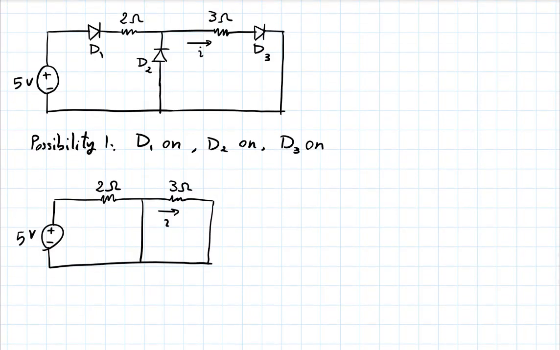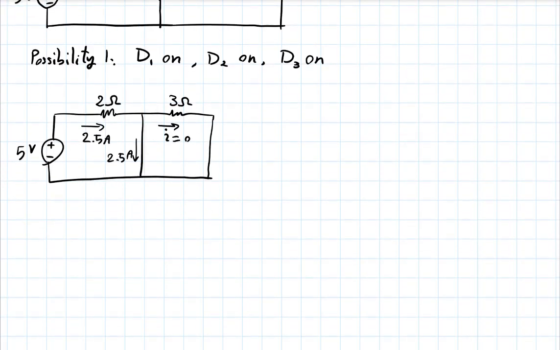Okay, what is the current I? 0, right? So I have 2.5 amps going here. I is 0. What is this current? 2.5 amps. Are we all happy? Well, diode 1, is it in the on mode, the forward mode? Its voltage drop is 0. That's good. Its current is also in the positive direction. So diode 1 on checks out. Same for diode 3. What about diode 2? Contradiction, right? So this contradicts D2 on.